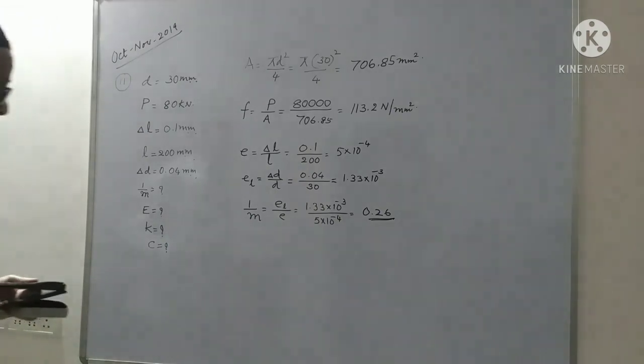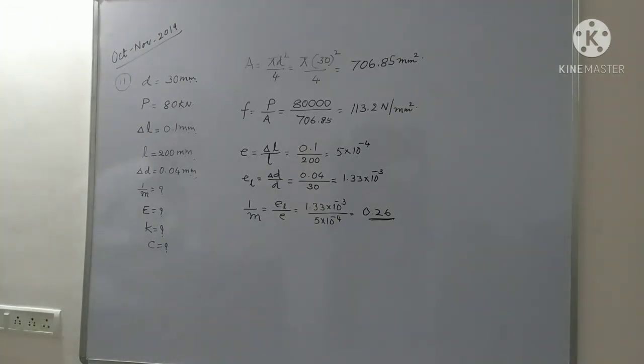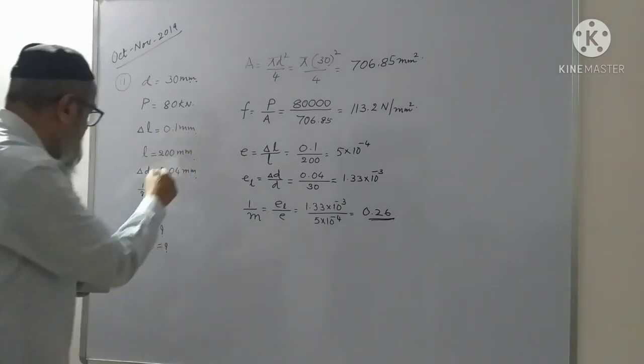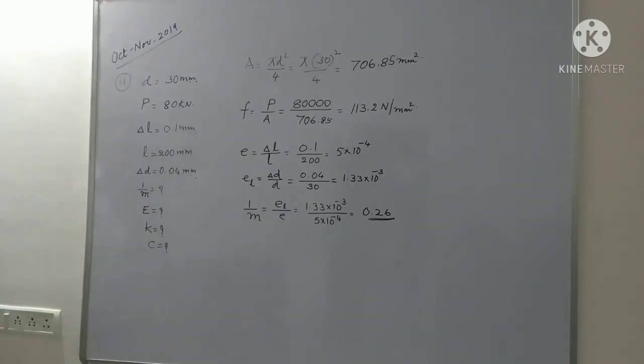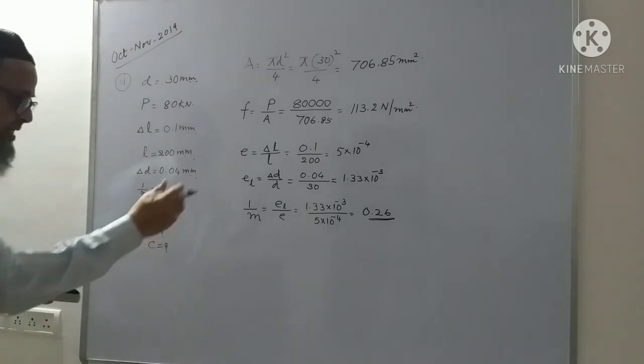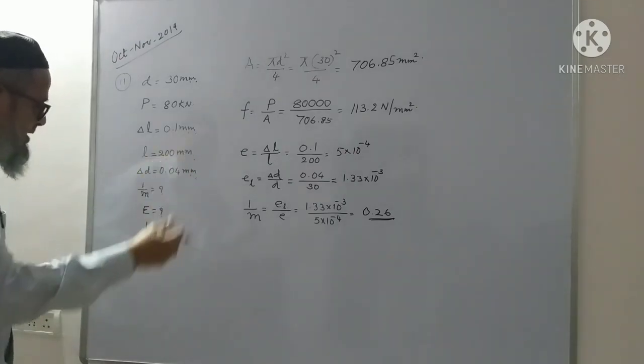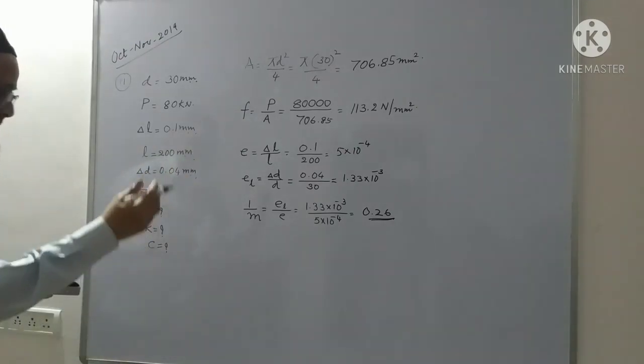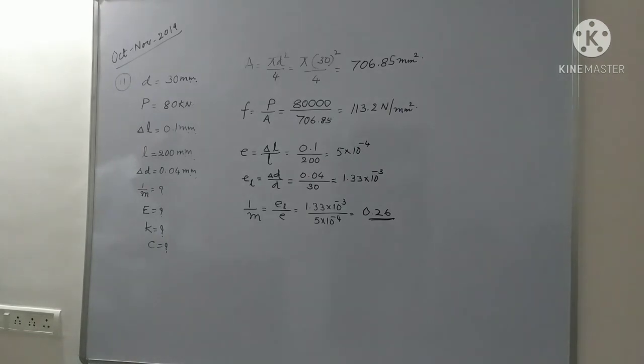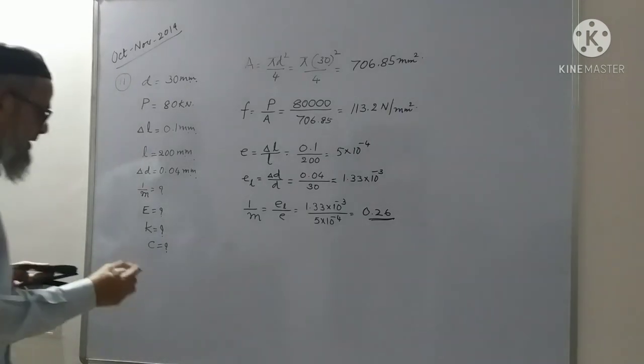Poisson's ratio is always less than 1. It should come 0.26. There is some mistake in the data, that's why you are getting 2.6. It should have been, I think, 0.26. If it comes like that, you can't do anything. You do it as it is. You write the formula. Some weird answers will be coming, but we have to do it.